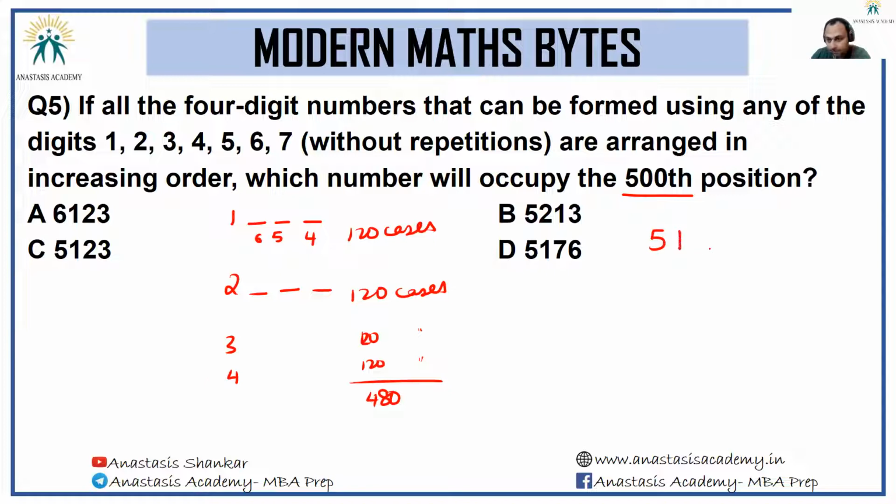5, 1. Now we are left with 5 digits only. 5 is used up, 1 is used up. We are left with 5 digits only. How many numbers will be created? 5 into 4, or 20 numbers. Added to the previous 480 cases that we had gotten. Now when we get 20 more cases, so yes, the last number, the greatest number or the largest number that is starting with 5-1 should be the answer.